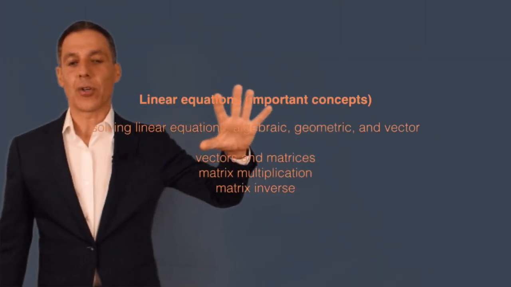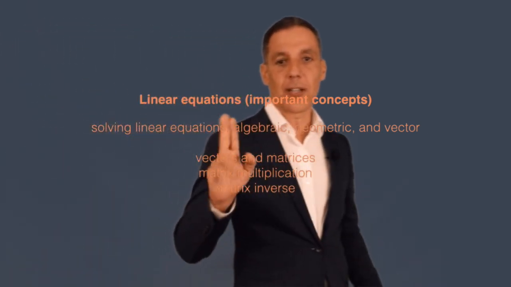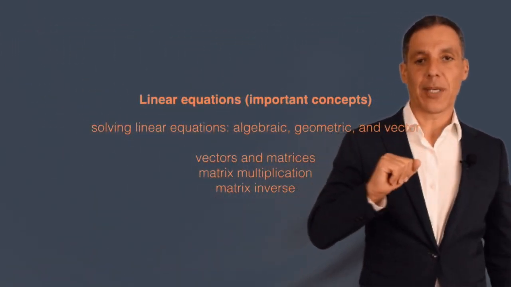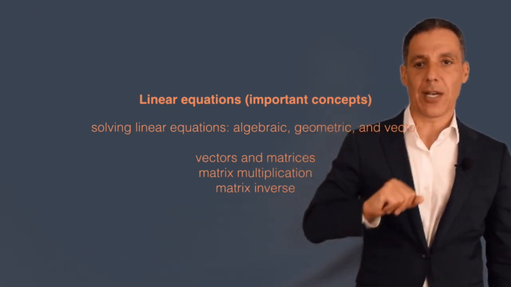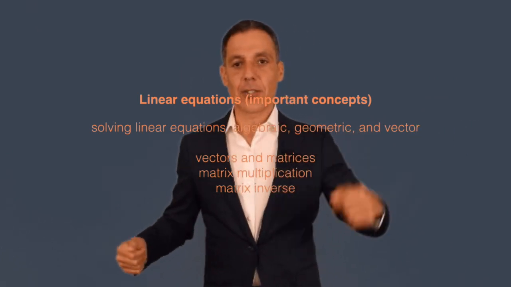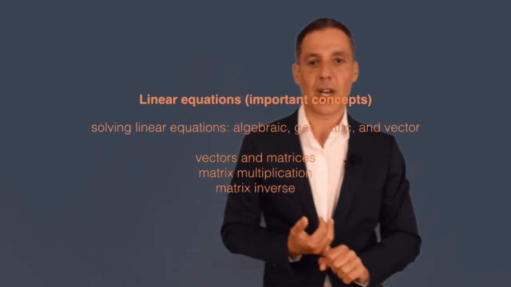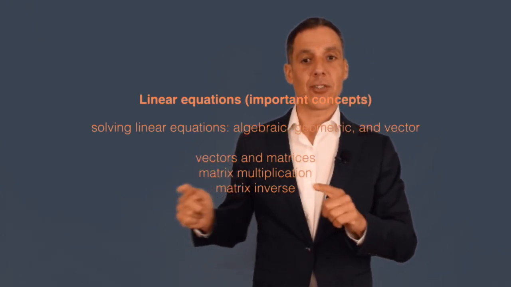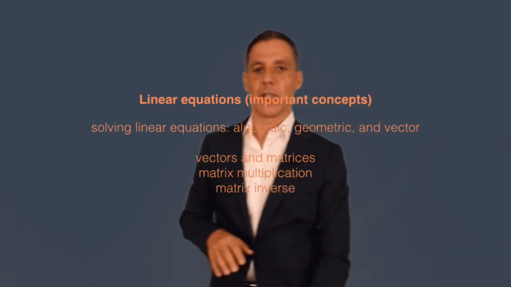So here are the core concepts you should have. Solving linear equations, the algebraic, the geometric, and the vector picture. You should be able to understand and make sure you're comfortable with all the algebra and the geometry in the linear algebra. And for the linear algebraic solutions, I, of course, expect you to understand what vectors and matrices are, how to do matrix multiplication, and matrix inverse, at least for the 2 by 2 matrix. Okay, so that's in some ways the sort of linear algebra 101.